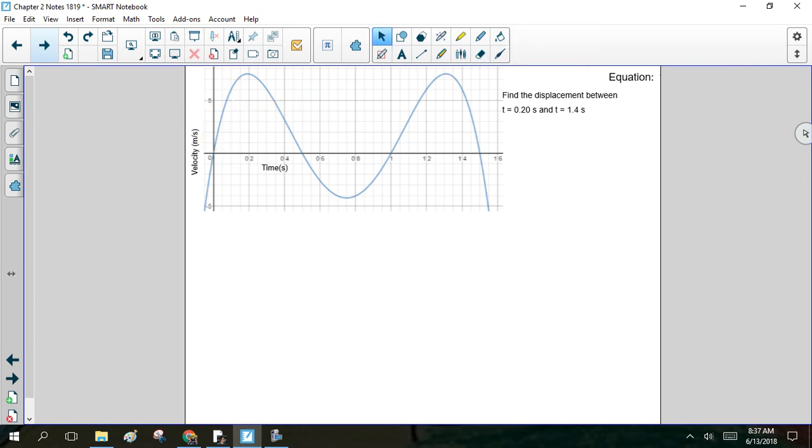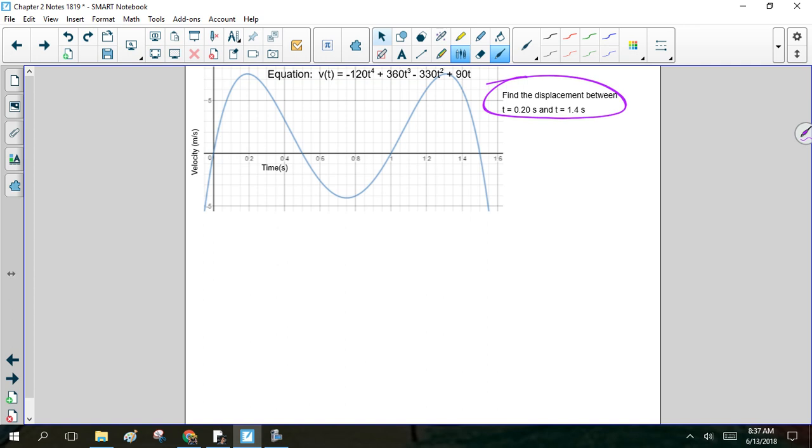I'm getting ahead of myself. You would have to be given the equation for the function. So here's the equation of the function, and the problem wants us to find the displacement between 0.2 and 1.4 seconds. So here's my equation for velocity as a function of time. I should be thinking, velocity as a function of time is the derivative of position with respect to time. That means, remember, multiply both sides by dt, and then take the integral. Let me try that again.